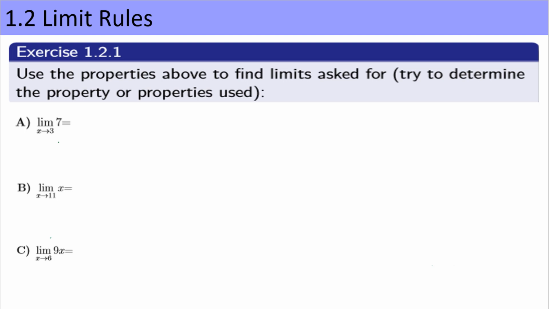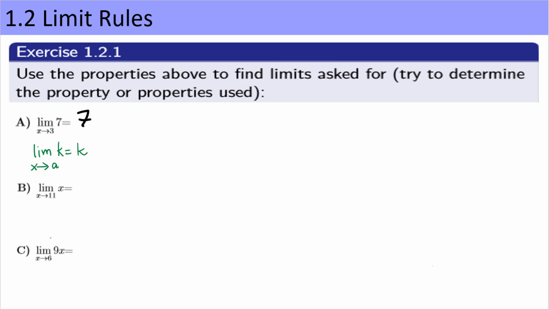Exercise 1.2.1. Use the properties to find limits asked for. Try to determine the property or properties used. Part A. The limit as x approaches 3 of 7. This one uses the constant property, and that property states that the limit as x approaches a of k equals k. So, to match up the parts, x is approaching a, in this instance it's 3, and 7 is a constant, so the limit is also 7.